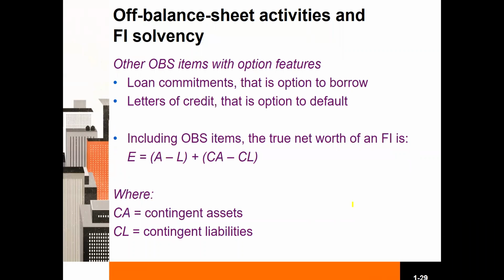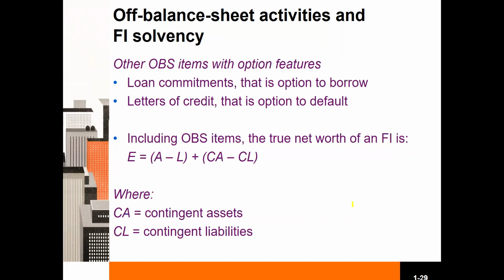Now, as I just indicated previously, loan commitments and letters of credit can be off-balance sheet activity. They also have option features. For example, the holder of a loan commitment or credit line who decides to borrow or draw on the credit line is exercising an option to borrow. When the buyer of a guarantee defaults, this buyer is exercising a default option. Similarly, when the counterparty to a derivative transaction is unable or unwilling to meet its obligation to pay, that's considered an exercise of a default option.